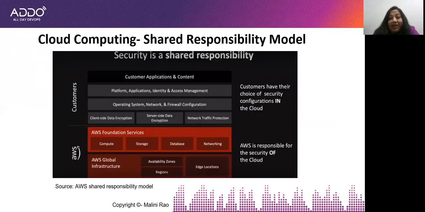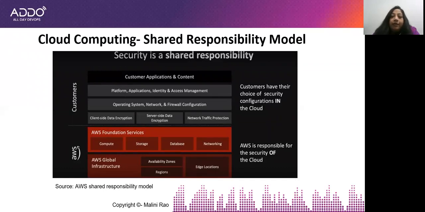So this is the standard cloud computing shared responsibility model from AWS, which everybody might have seen, and later on, of course, Azure and Google Cloud also came up with their models. But when it comes to public cloud, it's definitely a shared responsibility model, wherein some part of the infrastructure and some of the services are managed by the cloud service provider, but most of the services are managed by the customers. For example, client-side data encryption, server-side data encryption, network traffic, operating system, network and firewall configuration, customer application and content.